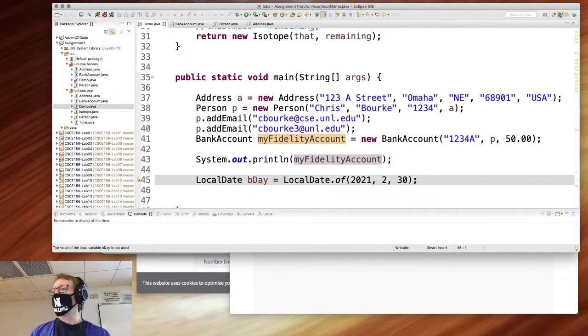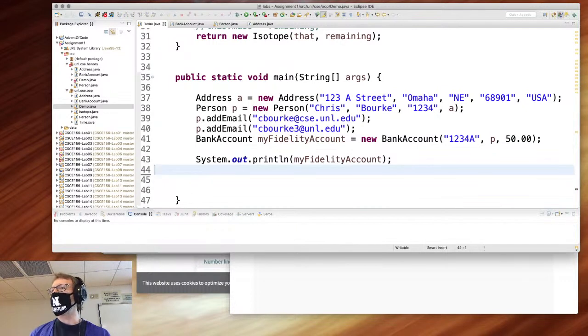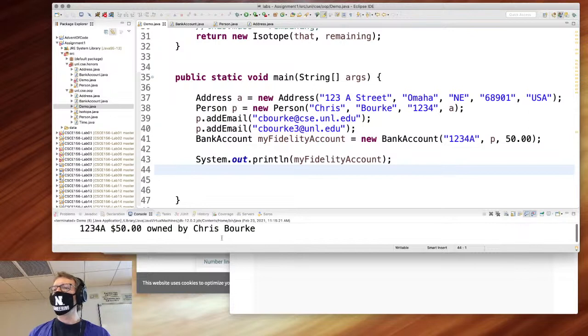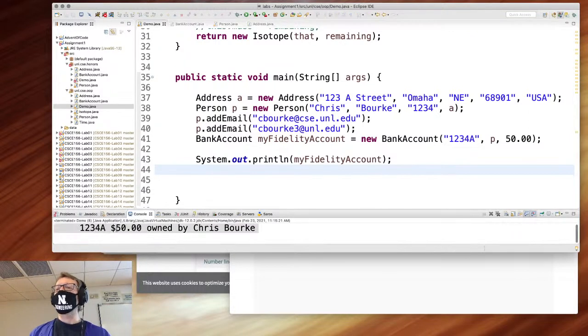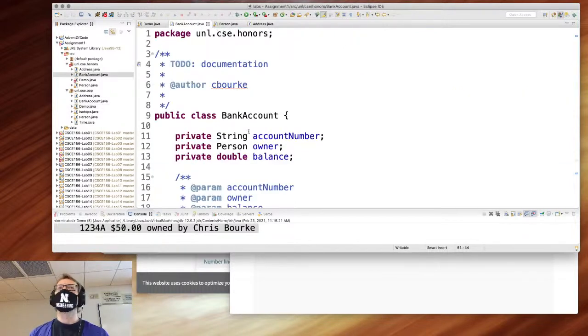No, I was not born on February 30th. Nobody was born on February 30th. But let's go ahead and see that this actually works. Right? And it does. There's my account 1234A, $50 owned by me. Okay? We can work with this account, but what kind of bank account is this? Generic Fidelity bank account.